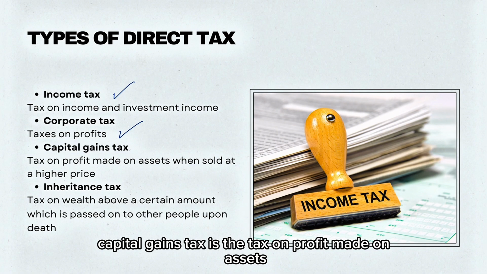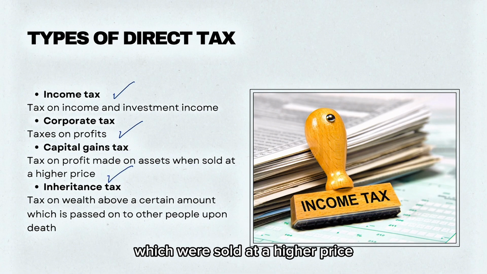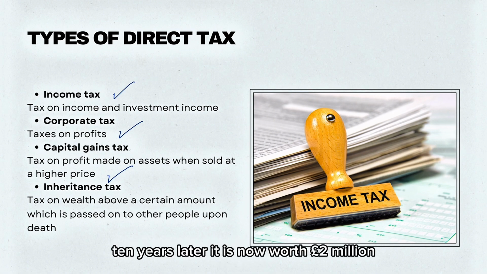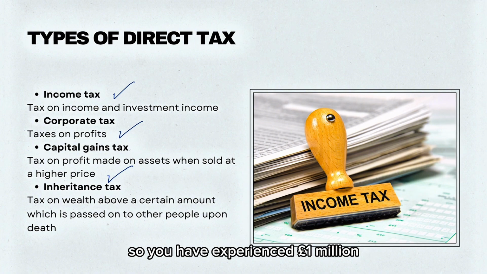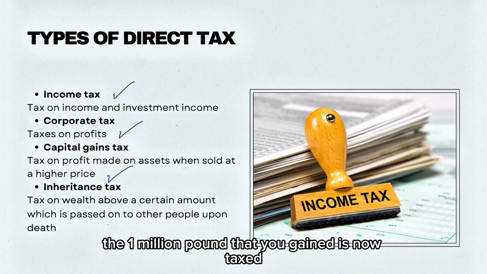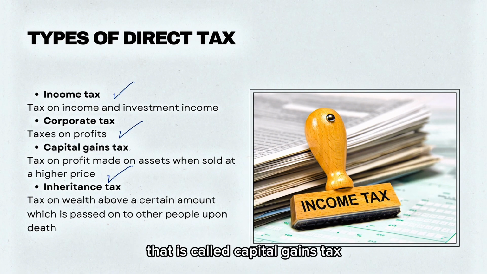Capital gains tax is the tax on profit made on assets which were sold at a higher price. For example, you purchased a home in the UK for £1 million. 10 years later, it is now worth £2 million. So you have experienced £1 million in terms of appreciation. If you go to sell that house, the £1 million that you gained is now taxed. That is called capital gains tax.